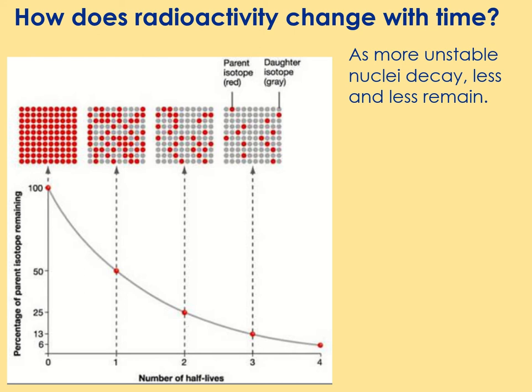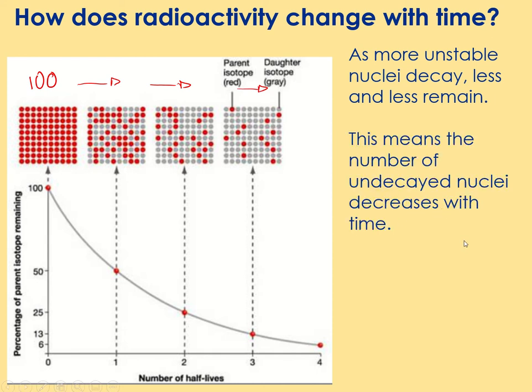So, how does radioactivity change with time? As time goes past, more and more nuclei decay, so there are less and less remaining. So if we think first of all about one unit for radioactivity being the number of undecayed nuclei left, if I start off with 100, as more and more of them decay and turn grey in this picture, there's less and less red ones left. So the number of radioactive nuclei which are left decreases with time.